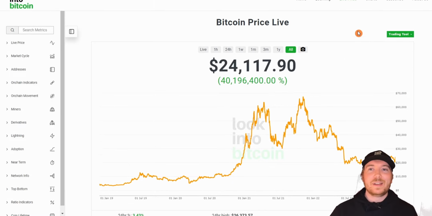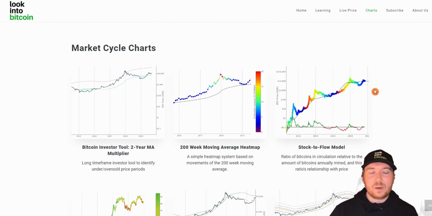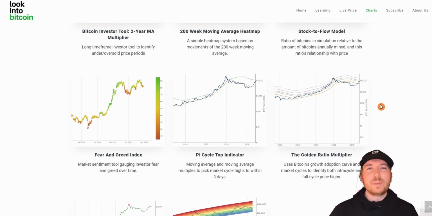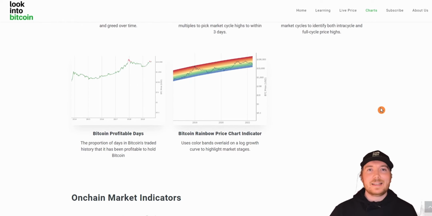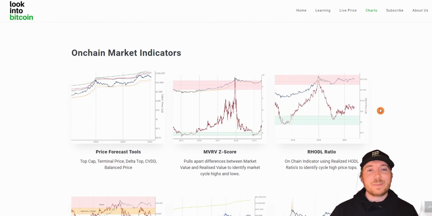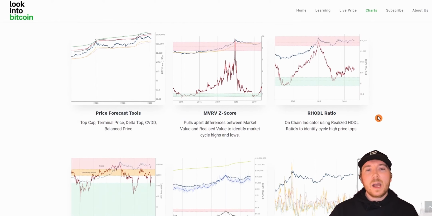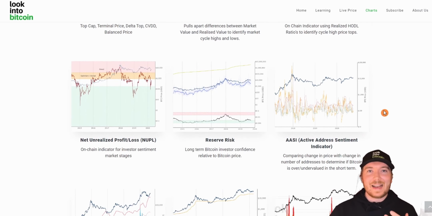What we have here on lookintobitcoin.com is a number of charts and tools you can use to help improve your Bitcoin investing and analysis. We don't believe it should be too complex to time your buying and selling. Obviously, that's easier said than done when there's so much speculation and emotion involved in investing, and especially within the cryptocurrency markets. But with this data tools, we believe we can really help improve your investing and analysis.